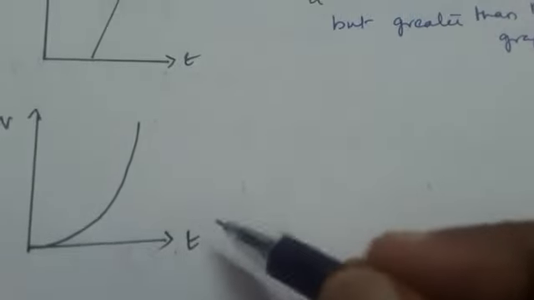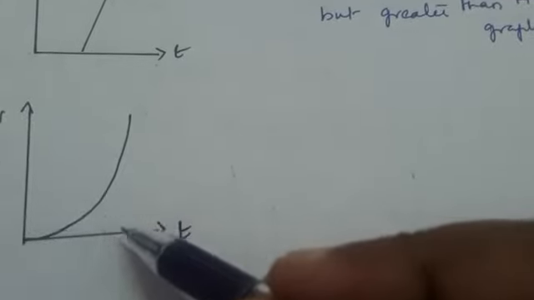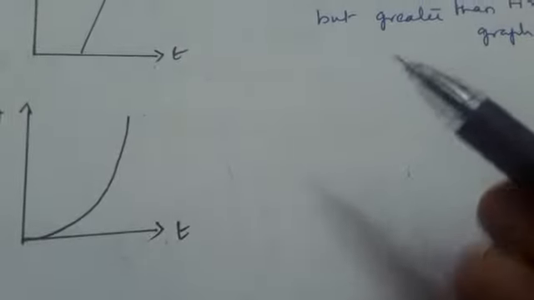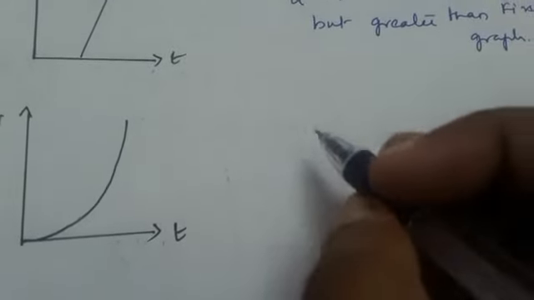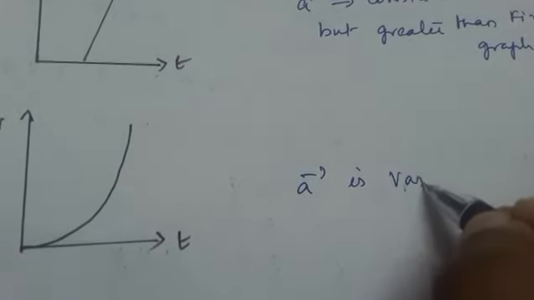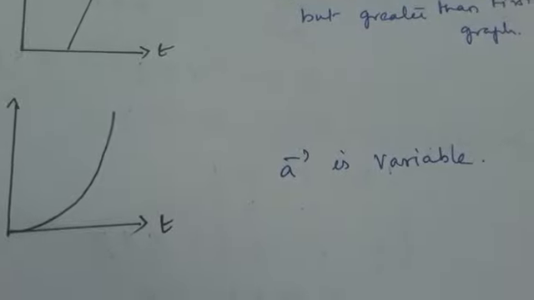Now coming to this diagram. Here this is not a constant. The velocity changes. As the time changes, the velocity is also changing. So it represents increasing acceleration. So acceleration is variable. Here it is not a constant. Here the acceleration is variable.